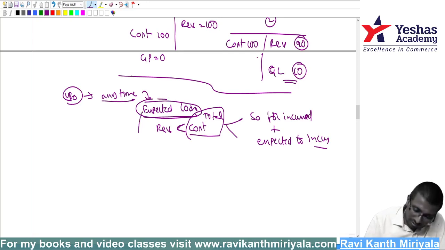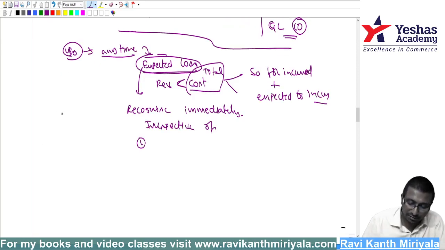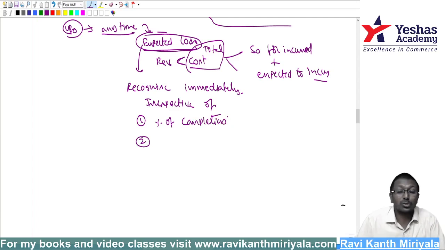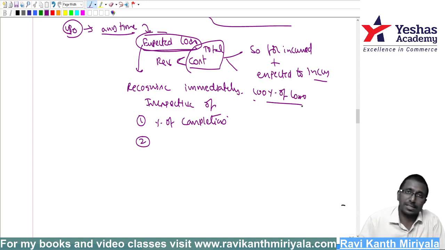Okay, fine. So then what am I supposed to do? If there is an expected loss, what the standard says is, recognize it immediately. Irrespective of three things it is telling very clearly. Irrespective of what? Irrespective of the percentage of completion. Sir, I completed only 20%, so shall I recognize 20% of the loss? No, not allowed. Recognize immediately 100% of the loss. You have to book 100% of the loss, not less than that.